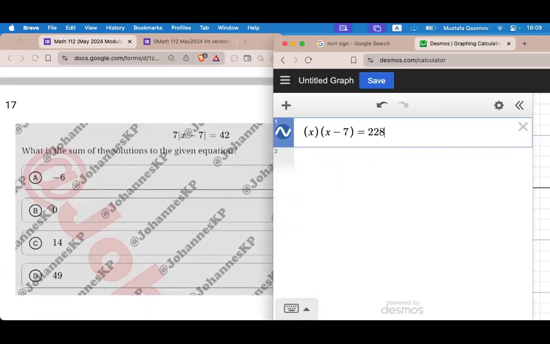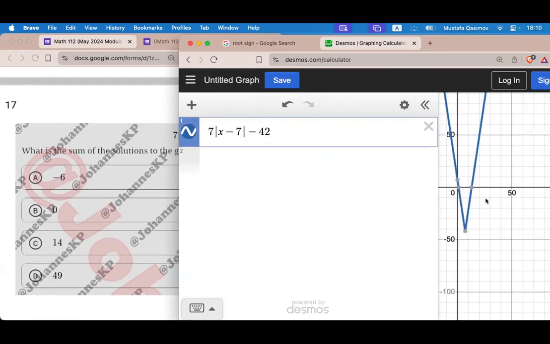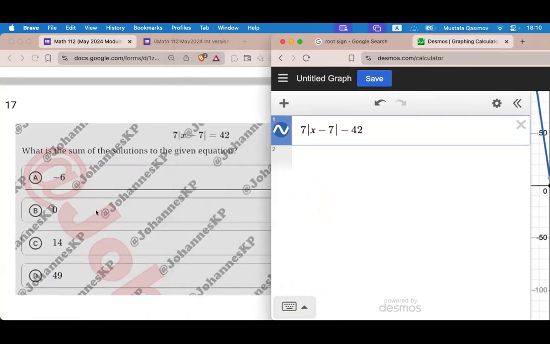17. For 17, we have to just write it in decimals. 7 absolute value of x minus 7 is equal to 42. Then look at it from decimals. If you want to take this point automatically, take that one and put it on the first side. Minus 42. 1 and 13. So the sum of them is 14.